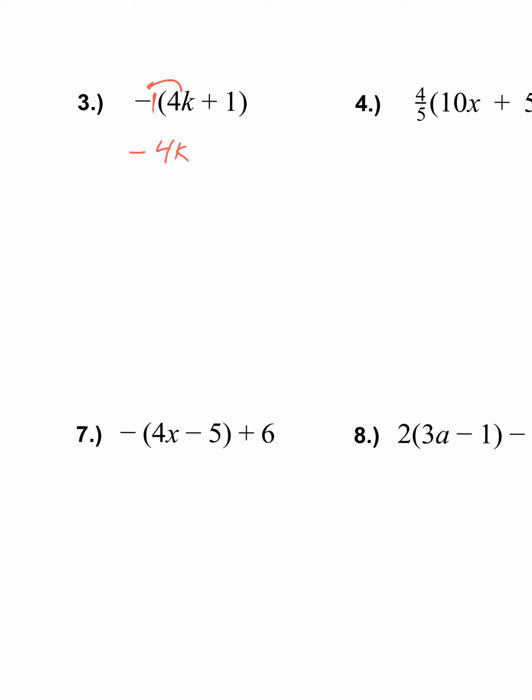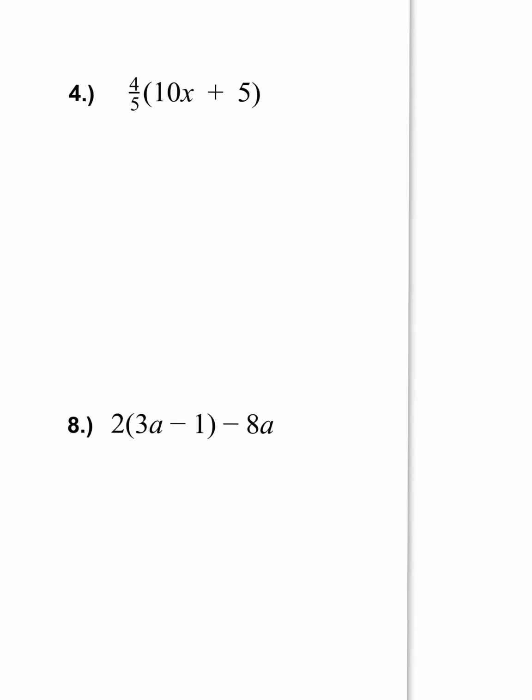Then we're going to multiply negative 1 times positive 1 here. And negative 1 times positive 1 is negative 1. So we're going to put minus 1. Negative 1 and minus 1 are the same things here. So the opposite of 4k plus 1 is the same as negative 4k minus 1. When we distribute that negative sign, all it does is change the sign of each of our terms. So positive signs become negative there.